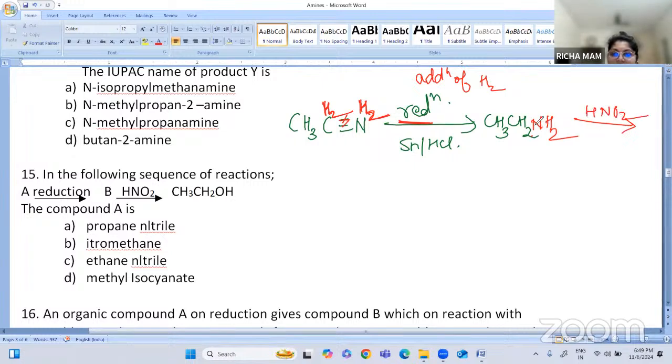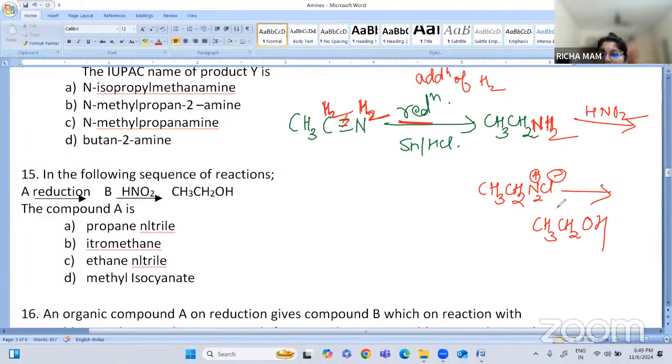Then treatment with nitrous acid on the amine, I'm going to get CH3, CH2, N2+ Cl-. Then I'm going to get CH3, CH2OH. The N2Cl will escape out. I'm going to get ethanol. So our compound will be ethane nitrile, option number C.